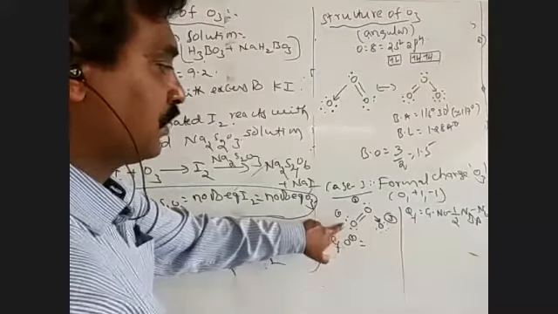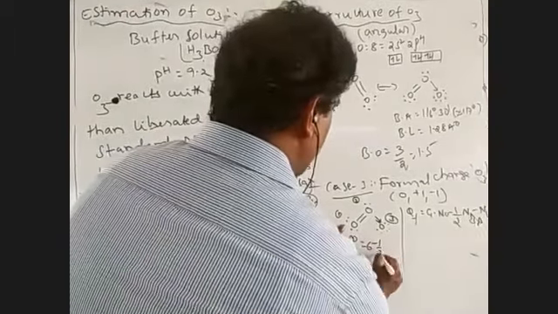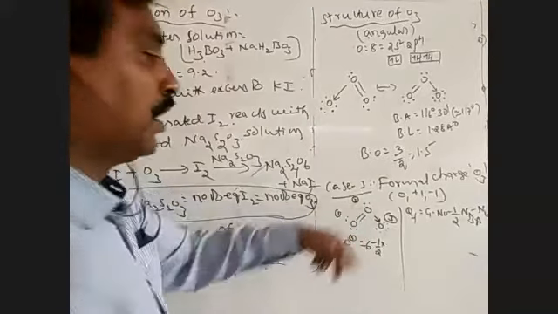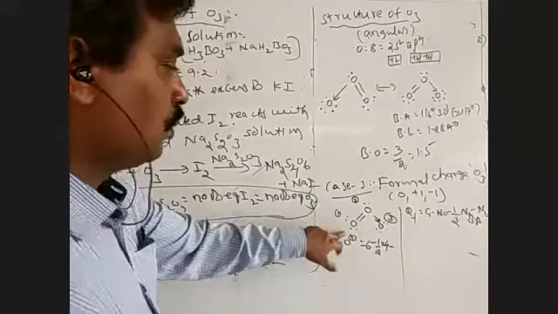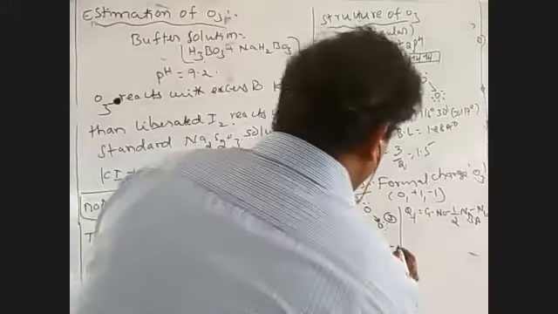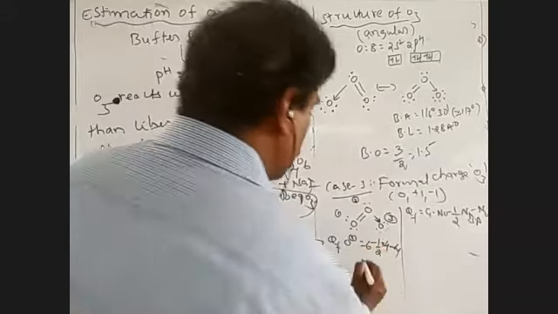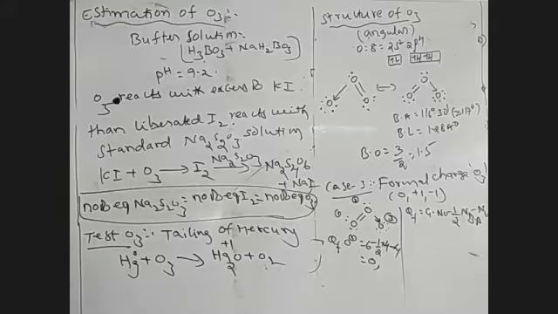In oxygen 1, the group number of this oxygen is 6 minus 1/2 into 2 bonds, so 2 bond pairs means we have to take 4 electrons, minus this oxygen contains 2 lone pairs of electrons, 2 into 2 equal to 4. So 6 minus 2 minus 4 equals 0. The formal charge of oxygen 1 is equal to 0.